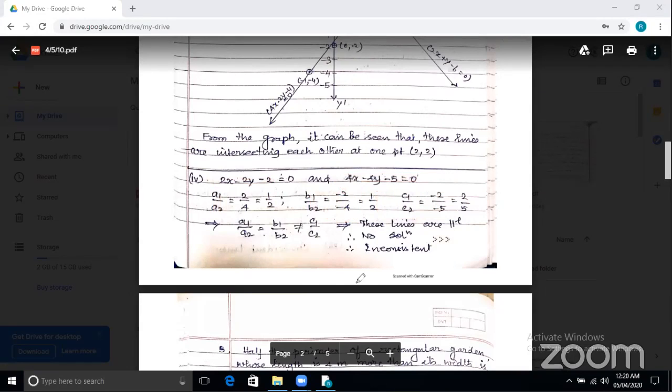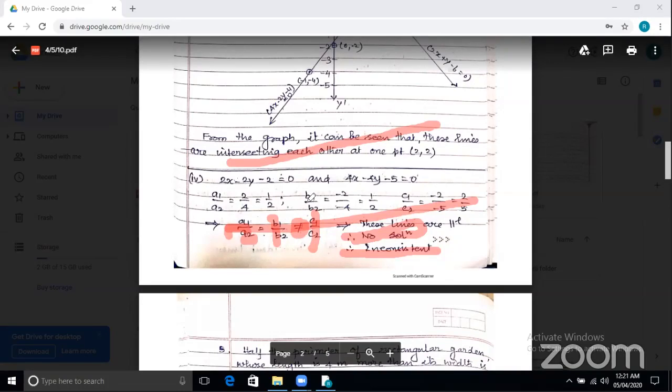Now, A1 by A2 is equal to B1 by B2 is not equal to C1 by C2. What is the condition? They are parallel lines. Parallel lines. No solution. There is no solution. They are inconsistent. Any doubt in this? No doubt, sir.